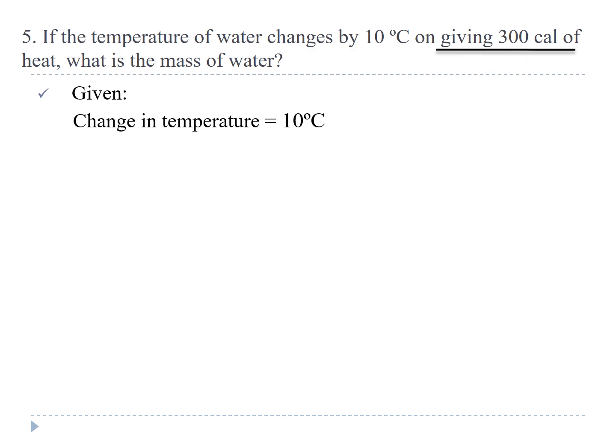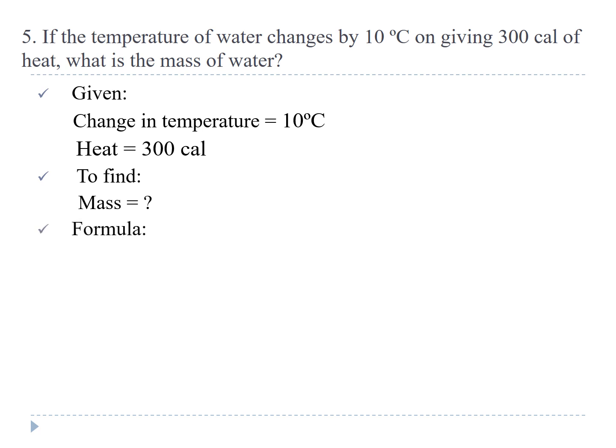300 calorie of heat is given. So heat we have got here is 300 cal. In the previous numerical we had to find out heat, but here heat is given to us. To find, what are we supposed to find? Mass of water. So let's find out what are the letters here. 10 degrees Celsius is T, 300 cal is Q, and to find is M. So the formula we will use is again Q is equal to MT.